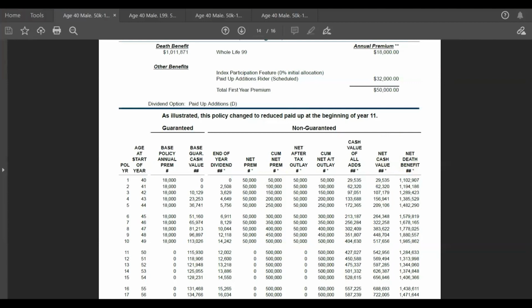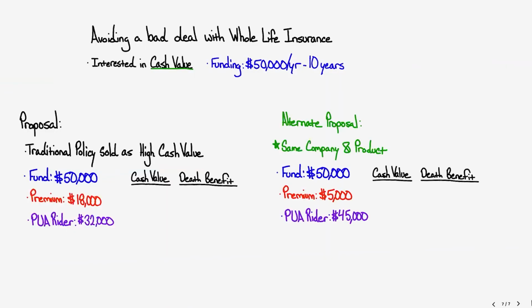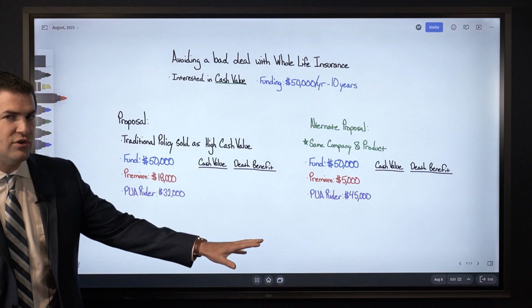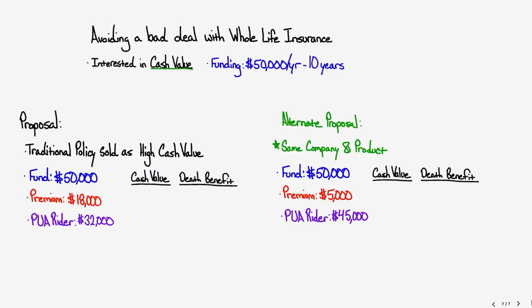So what we can do with the policy, and here's the fun part that a lot of people are not aware of, I can keep my out-of-pocket exactly the same, but what do you notice here? So we've got an alternate proposal. Still $50,000 going into the policy, but of that $50,000, now we've only got $5,000 toward the premium and $45,000 toward PUAs. As a result, the piece that builds zero cash value in the first 2 years is what? That's reduced to the minimum.